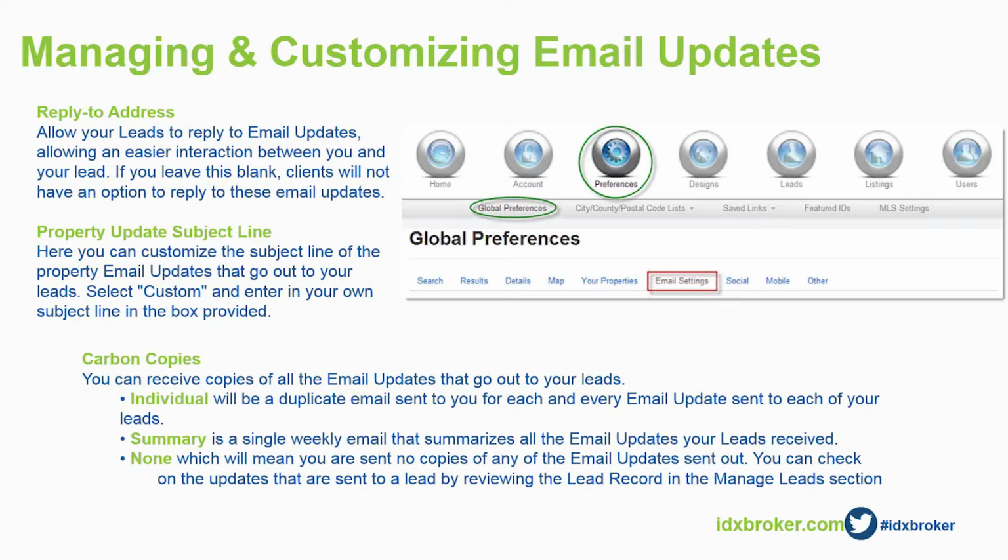You can also choose to carbon copy others. So you can include yourself so that any email that goes out to leads, you're also emailed that same thing, so you know exactly what's going on. A summary email would be every week you'd get a list of all the property update emails that went out to your leads. So it kind of cuts down on all the information or emails that you're getting. Or you can choose none, and that's totally fine. You'd always be able to log into your account and check your message center and see what lead emails went out. So up to you. You can always play around and see what works best.